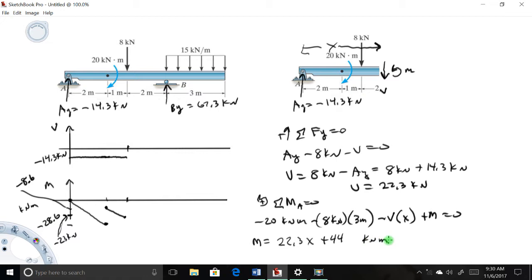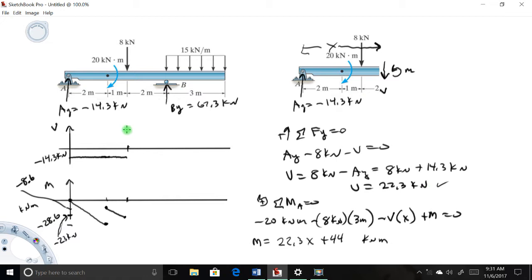I'm going to take a moment here and double check the math. So I left this alone, add the shear times x, shear being 22.3 times x. There's this term, that looks good. Add 24 kilonewton meter, add 20 more kilonewton meter. That's 44 kilonewton meter. Okay, so our shear force is now positive and constant.